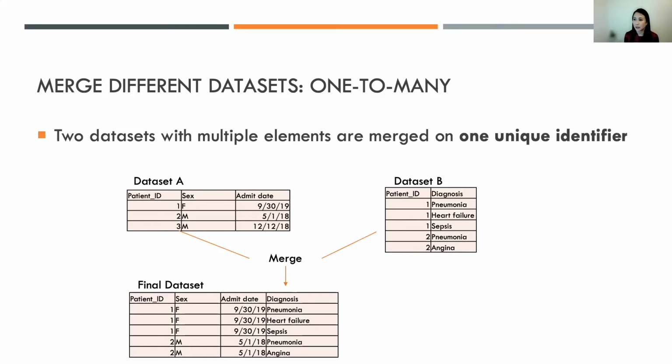So in this example here, you'll see in data set A, nothing's changed, 1 row per patient. But data set B has the diagnoses. Each diagnosis is a separate row for the same patient. And what happens when you merge on that 1 patient ID unique identifier is that you can see it creates a long form here, so that each row is a separate diagnosis.